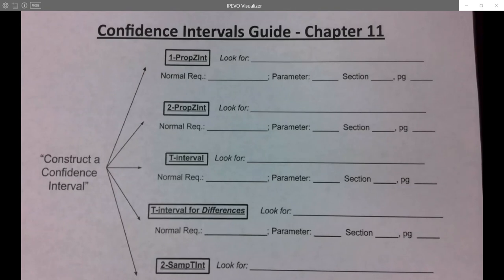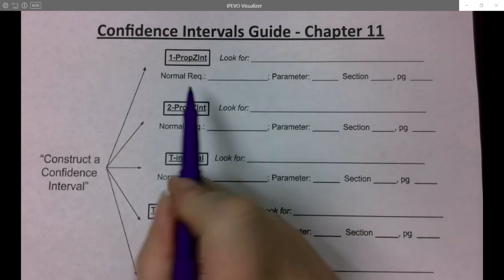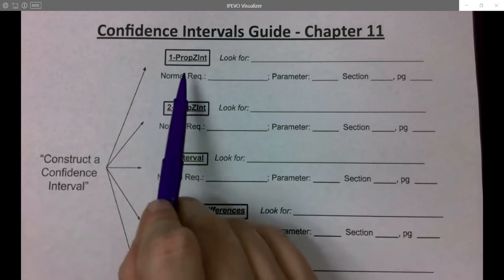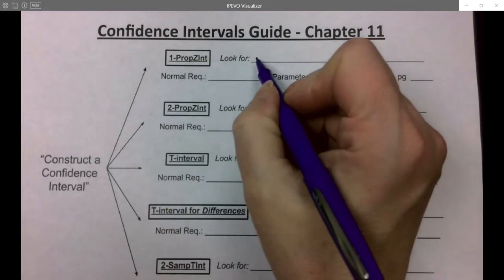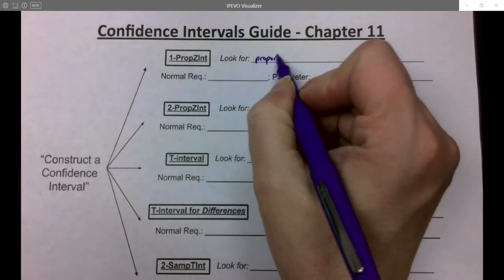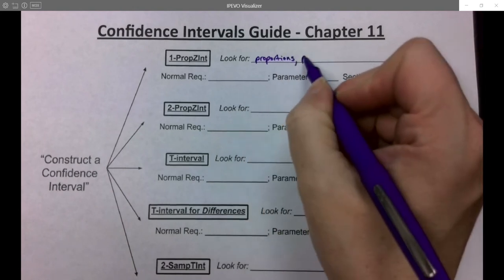In this video, we're going to go over the flow chart for confidence intervals in Chapter 11, which of course also includes the Chapter 9 confidence intervals that we learned also. So let's begin up here with the 1 prop zint versus the 2 prop zint. These are both for proportions, right? So in both of these, you're going to see proportions, percents.